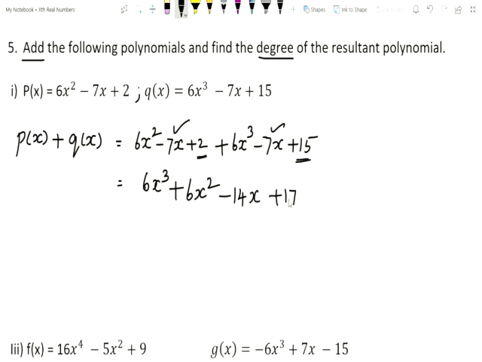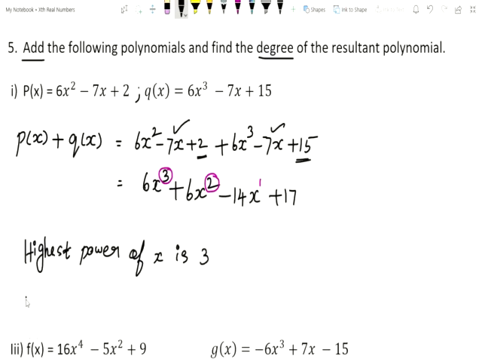After adding this, we need to find out the degree. So what is degree, children? Degree is the highest power of the variable. See the power of the variable here. x cube, power 3; x square, power 2; here the power is 1. In this, which is the highest power? 3. So the highest power of x is 3.